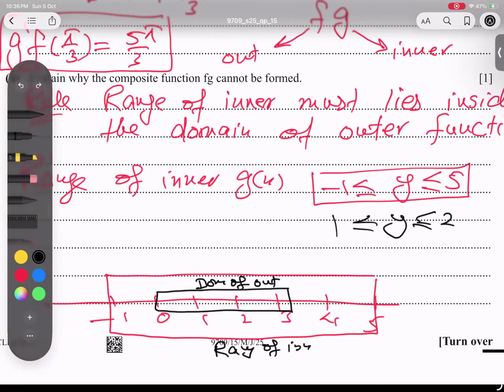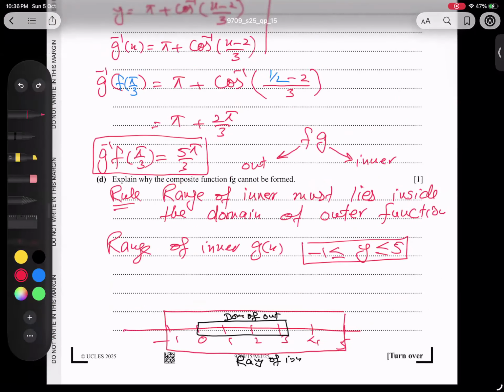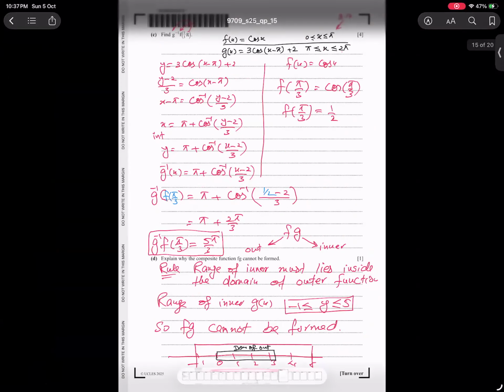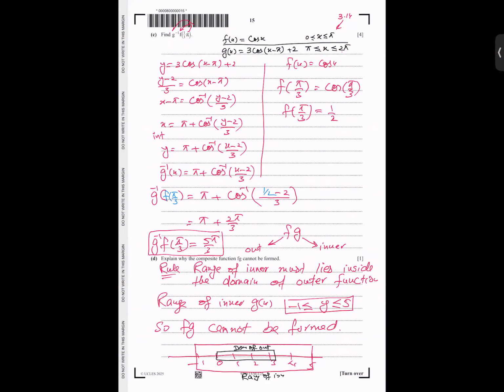But what is the problem we are facing now? The problem is that these values, from here till here, are not inside the domain of the function. So simply said, the rule is very clear: fg cannot be formed. There's only one mark, but a lot of concept is there. I hope you understood the question completely.